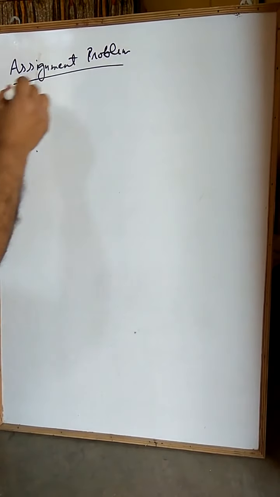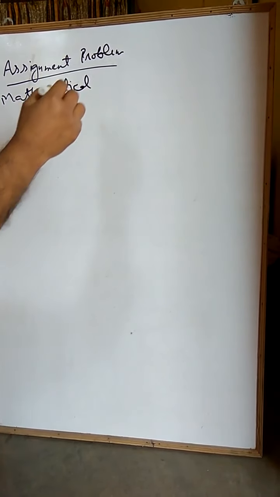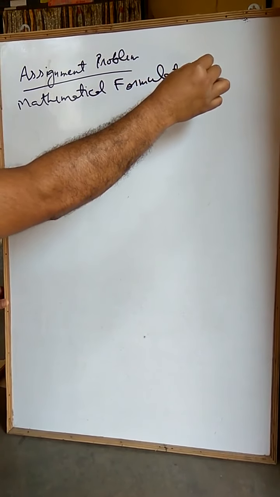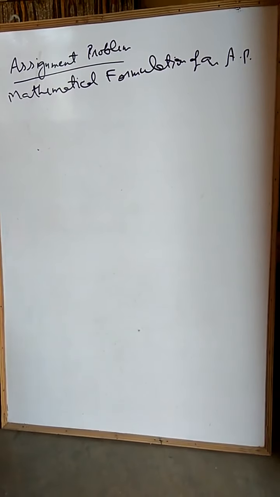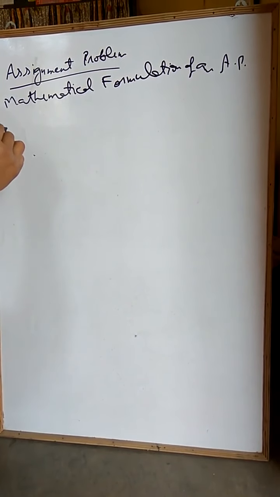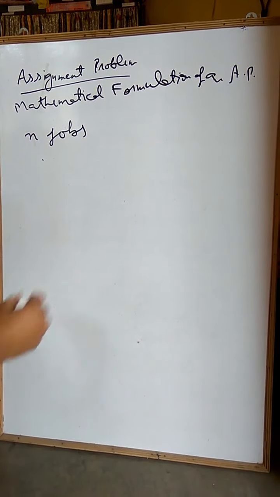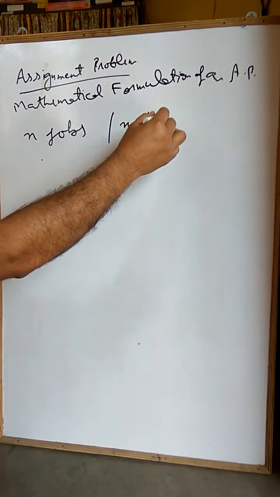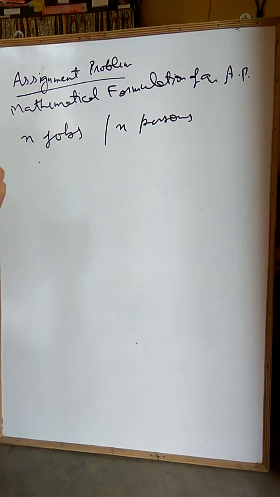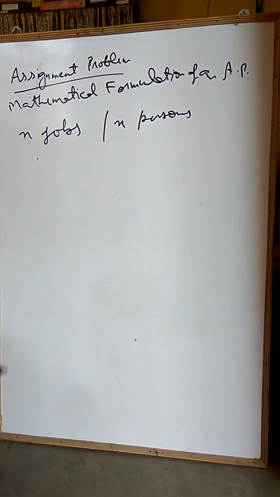Now, the mathematical formulation of an assignment problem. Suppose we have n jobs, and these n jobs are to be performed by n persons. Means each person is assigned a single job and each job is assigned to a single person. There is a 1-1 correspondence, we can say.